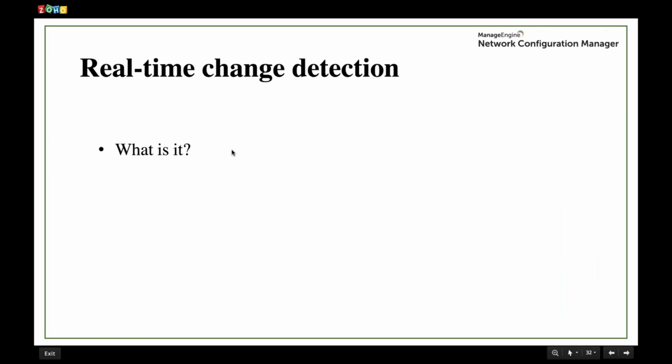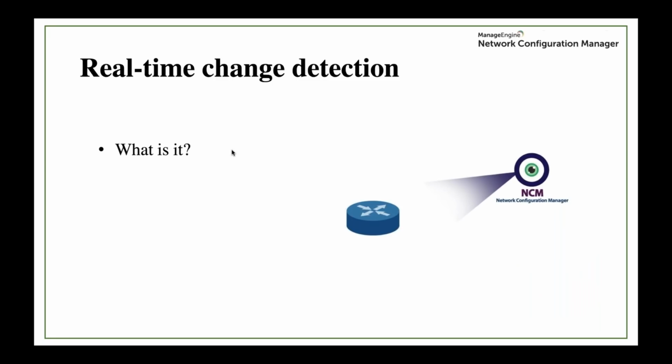In a real-time change detection, there is a network device in your network and the configuration manager is going to keep monitoring the particular network device, and when a change happens in that particular network device, the configuration manager is going to immediately detect the change and trigger the configuration backup. Now this is what a real-time change detection does.